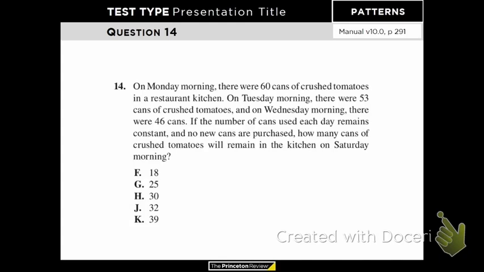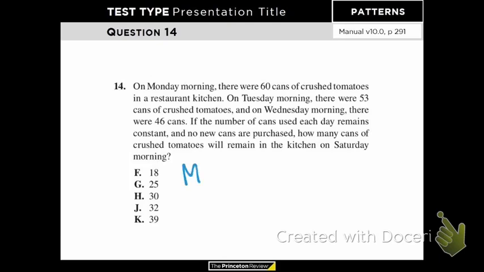On Monday morning, there were 60 cans of crushed tomatoes in a restaurant kitchen. On Tuesday morning, there were 53 cans. Wednesday, 46. If the number of cans used each day remains constant and no new cans are purchased, how many cans of crushed tomatoes will remain in the kitchen on Saturday morning?